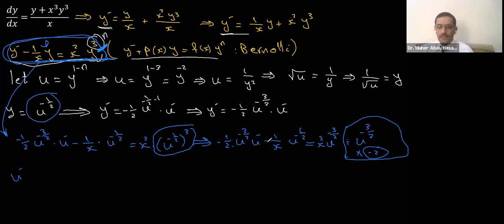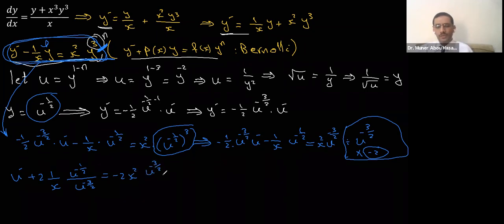If you multiply by negative 2, it will be plus 2 over x, u to the negative half, and you divide it by u to the negative 3 over 2. Am I right here? Equal, you multiplied by negative 2, so negative 2x squared. And you divide, so here negative 3 over 2 and u to the negative 3 over 2. Let me simplify this also. I'm going to cancel out this with this because they are the same, and I'm going to take this up. So u prime plus 2 over x.